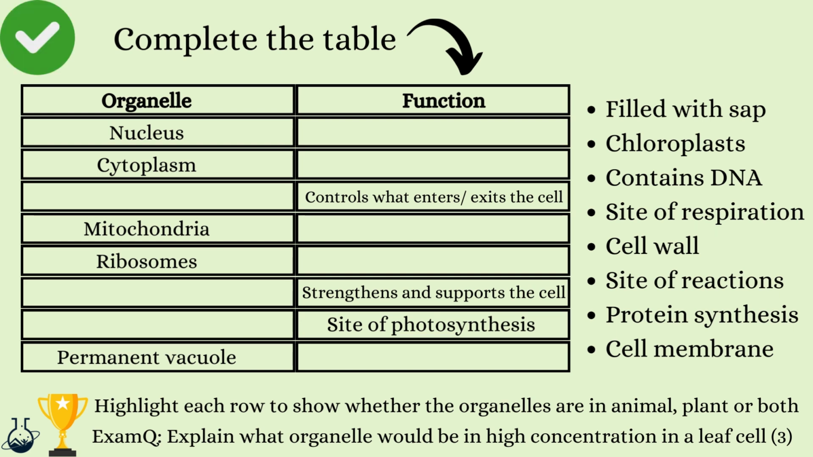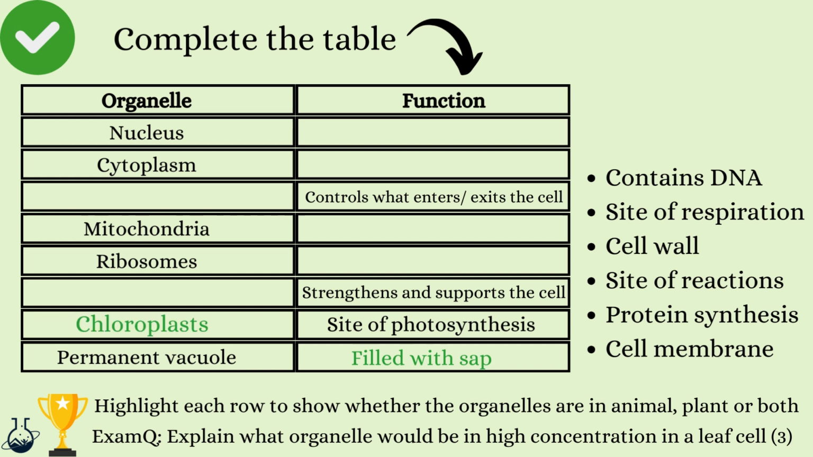Let's go through the answers. There is no particular order to fill in the table, but I will be going from the top of the bullet points and filling in the table from there. So starting with the sap, this is the permanent vacuole. Chloroplasts are the site of photosynthesis.